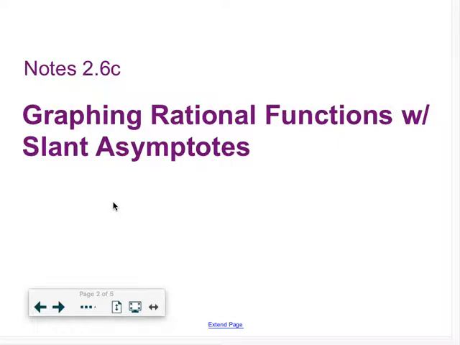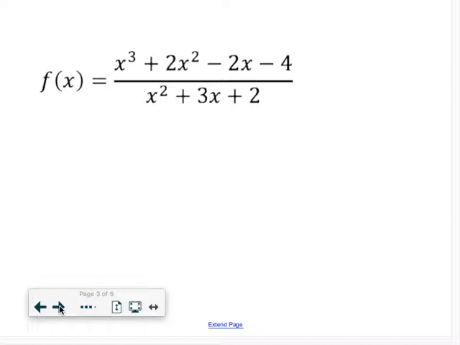Our goal for today is we know now how to find slant asymptotes and when slant asymptotes happen. We talked about that last Thursday. Our goal for today is, can we now graph with slant asymptotes? So this was the example that we did last Thursday in class.